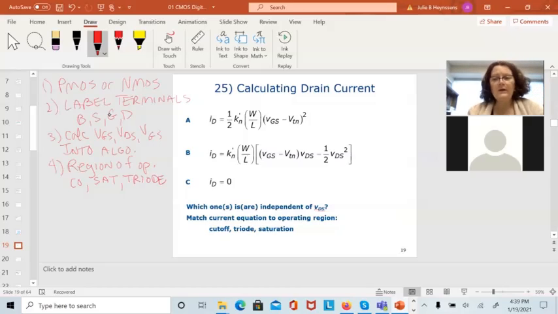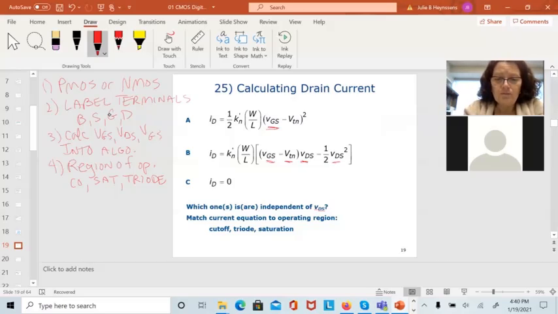Once we know that, we have current equations, and these current equations actually work with both PMOS and NMOS. The thing is, in PMOS, this value is going to be negative, this value is going to be the negative of a negative, and this value is going to be negative. So you just have to be really careful with your signs, and you can use the same equations for calculating both PMOS and NMOS current.